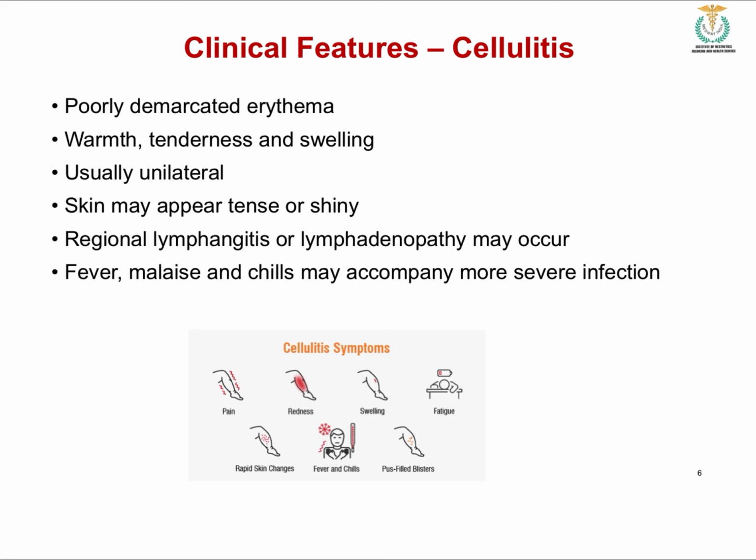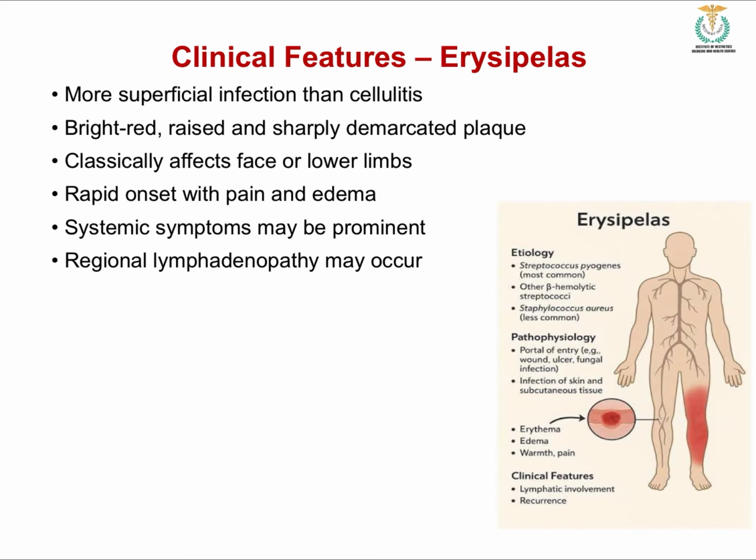Now the clinical features of erysipelas. Erysipelas is a more superficial infection. The classic appearance is a bright red, raised, and sharply demarcated plaque. The border can look almost sharply drawn compared with cellulitis, and it commonly affects the face or lower limbs. There may be significant edema and pain. Systemic symptoms can be prominent, and the patient may have fever and chills. Regional lymphadenopathy can also occur.